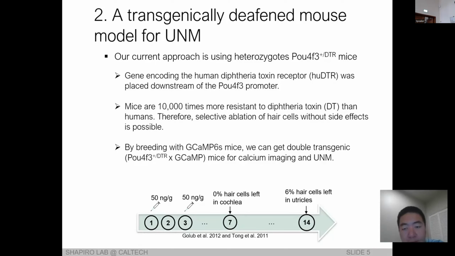The protocol is pretty simple. The mice will receive 2 doses of diphtheria toxin injection, spaced 2 days apart. The mice will be completely deafened after 2 weeks.